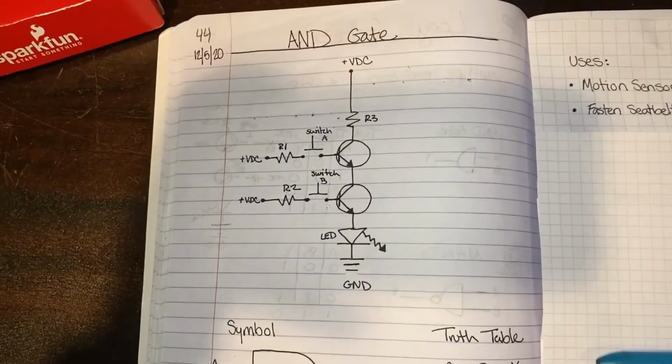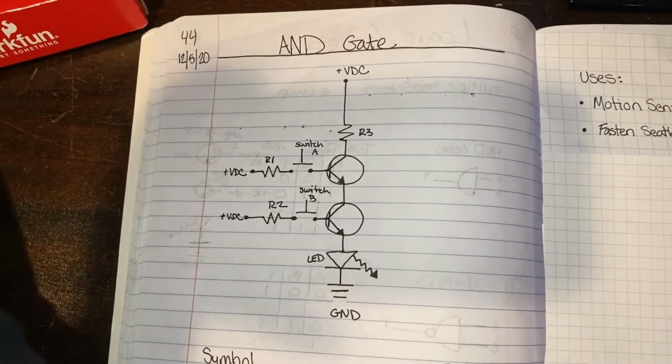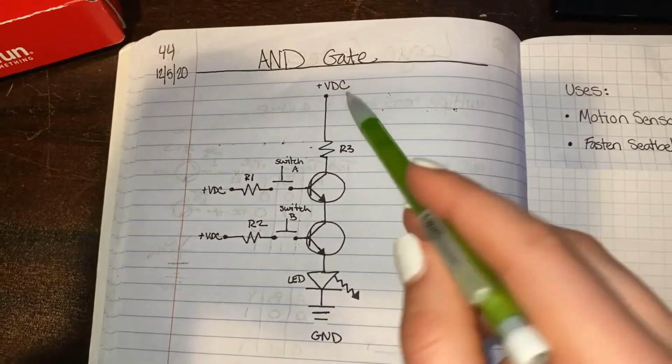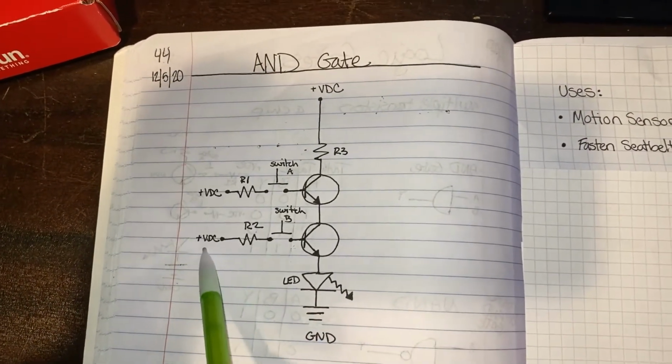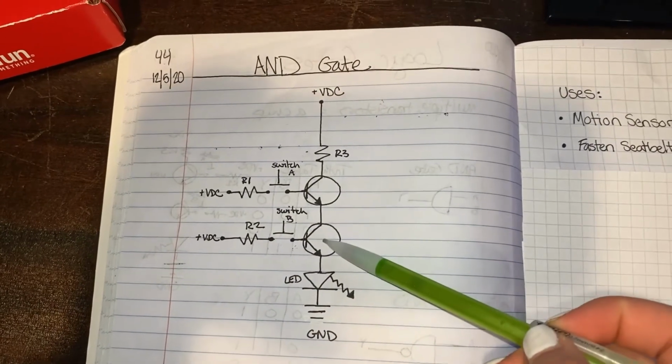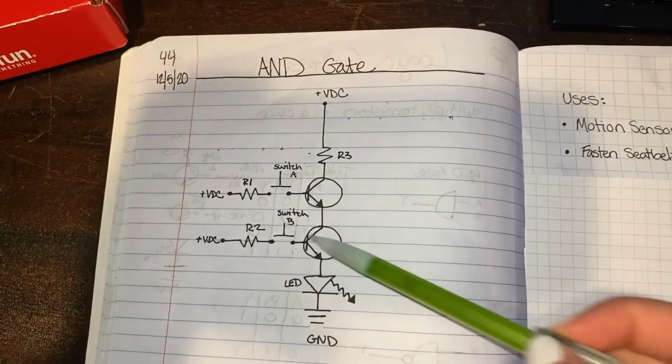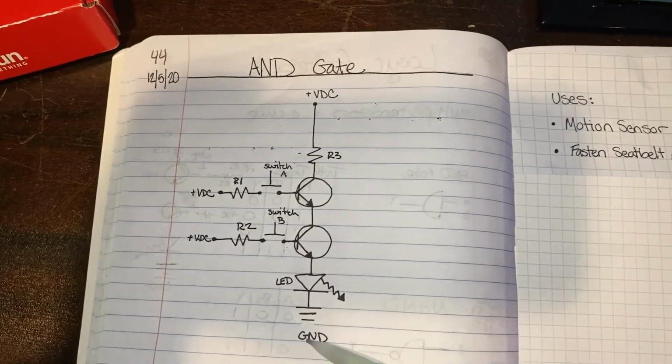Okay, so for our AND gate schematic, we are going to start with the voltages on each side. So we have voltage here, here, and here. We have our 2 NPN transistors, our momentary contact switches, the output of an LED, and ground.